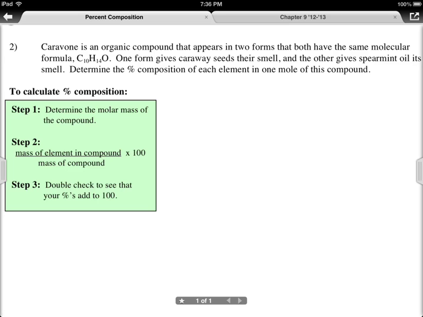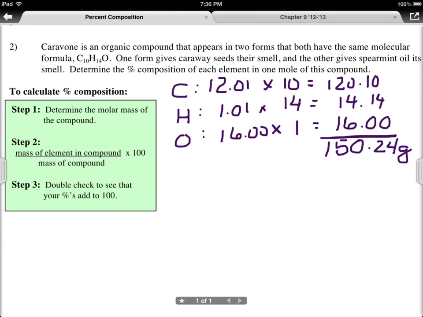So the first thing I'm going to do is determine the molar mass of this compound. I'm going to go ahead and write that out. So what you see below is me figuring out the molar mass of Carvone. And you can see I just took the molar mass of each individual element. There's carbon, there's hydrogen, there's oxygen, and I multiplied by how many atoms of each element were in the compound, and I came up with a molar mass of 150.24 grams.